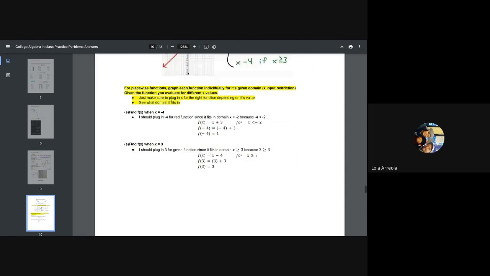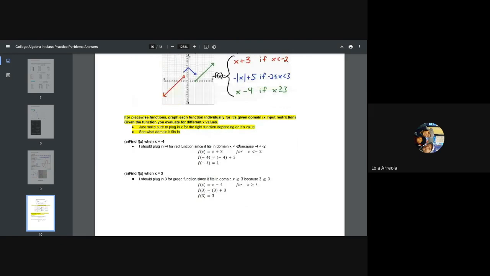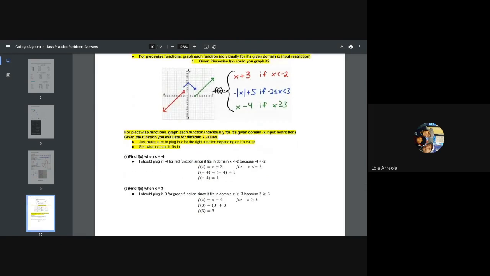But again, I should plug in -4 for the red function since it fits the domain. I should plug in 3 for the green function since it fits its domain. And then I've simply converted this piecewise function that looks like it's really hard, but really it's really easy, because once I find the function that my x fits, what am I doing? I'm just evaluating for that x. And it becomes another simple evaluation problem. So that's it. That's essentially what the exam is about.